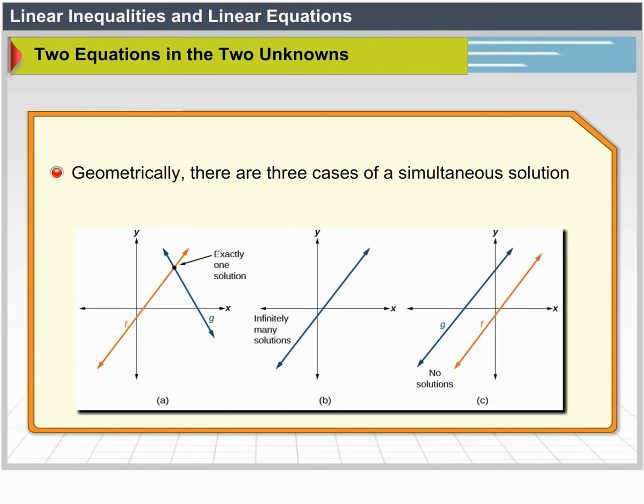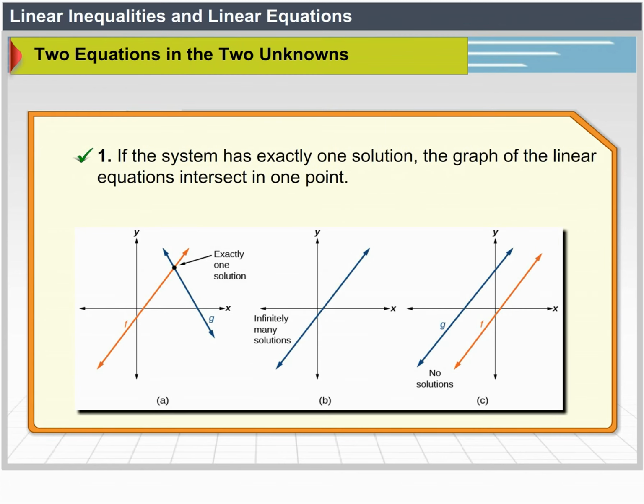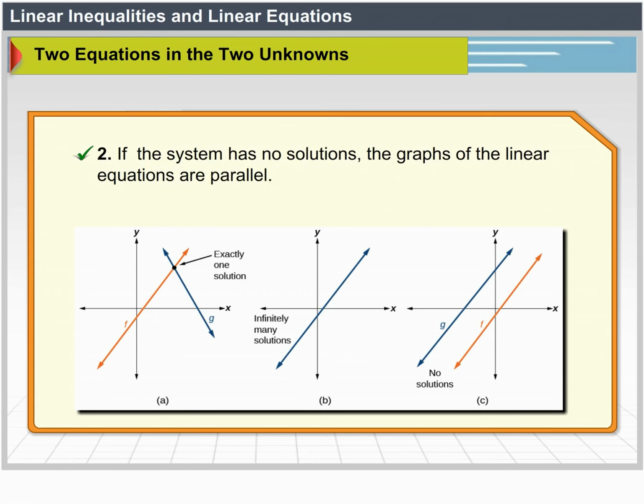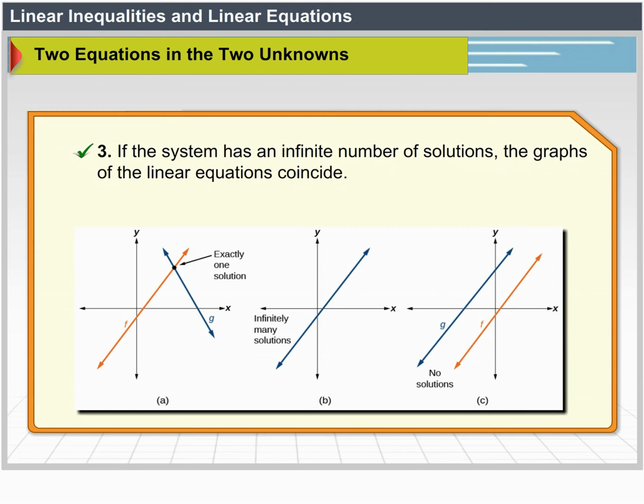Geometrically, there are three cases of simultaneous solution. 1. If the system has exactly one solution, the graphs of the linear equations intersect in one point. 2. If the system has no solutions, the graphs of the linear equations are parallel. 3. If the system has an infinite number of solutions, the graphs of the linear equations coincide.